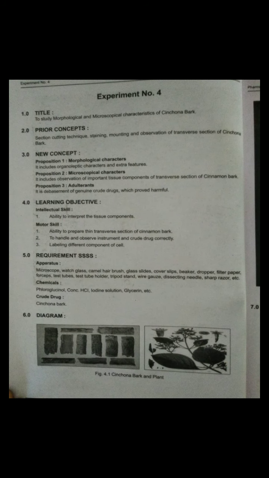Prior concept: section cutting technique, then staining, mounting and observation of transverse section of cinchona bark. Then new concept, proposition first, that is morphological characteristics, and it includes the organoleptic characters and extra features. Then proposition second, macroscopical characters, which includes the observation of important tissue components of transverse section of cinchona bark. Then proposition third is adulterants, that is, debasement of genuine crude drugs, which proved harmful.